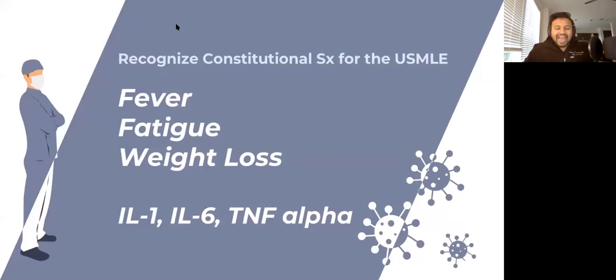So just as an immunological tie-in and test-taking principle, remember, fever, fatigue, and weight loss usually means that there's a chronic inflammation process going on. IL-1, IL-6, TNF-alpha are going to be elevated. So think about lupus, think about rheumatoid arthritis, think about some cancers as well.